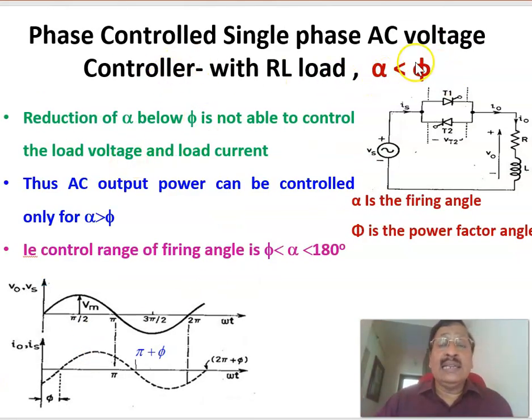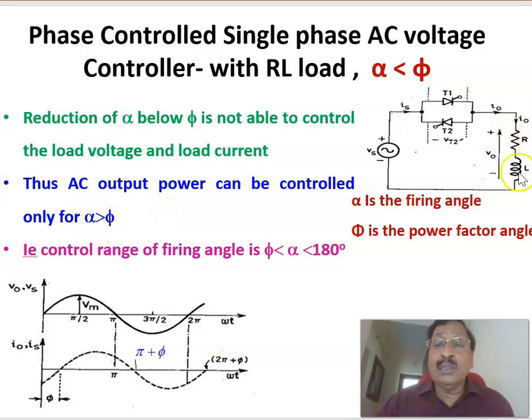Therefore, if the firing angle is less than the power factor angle, reduction of alpha below φ is not able to control the load voltage and load current. That is one observation. If you are selecting a firing angle less than the power factor angle, you will not be able to control the load voltage and load current. And thus the AC output voltage can be controlled only for a firing angle more than φ.